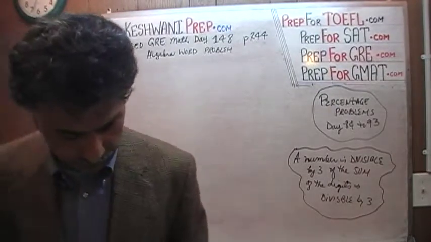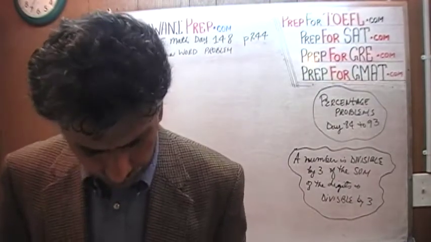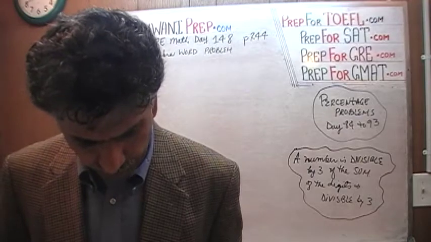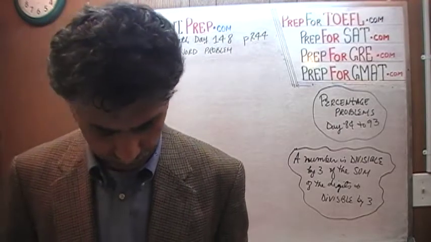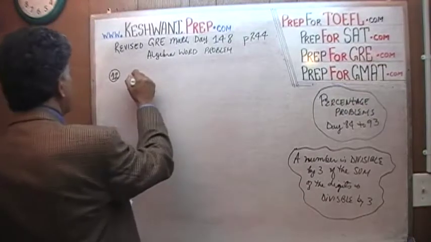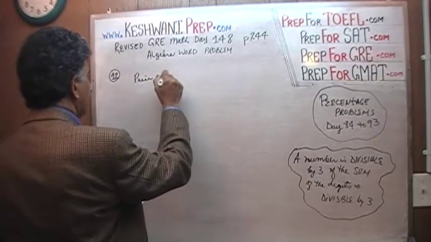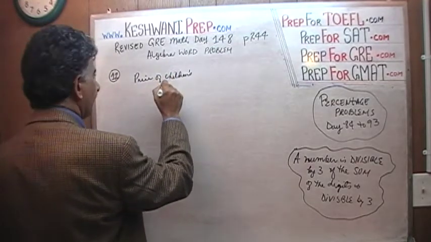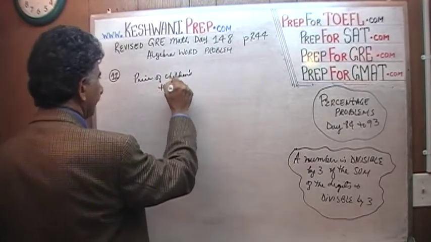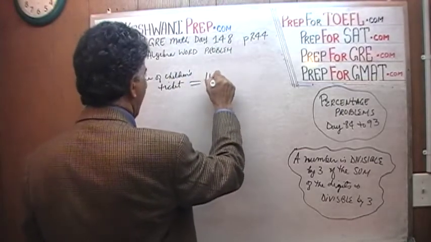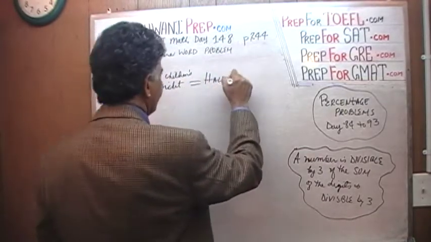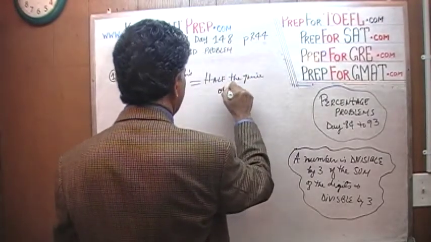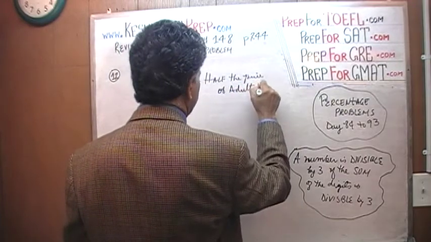Let's take a look at it. It says a theater sells children's ticket for half the adult ticket price. All right. So we are told that the price of children's ticket is half the price of adult ticket.